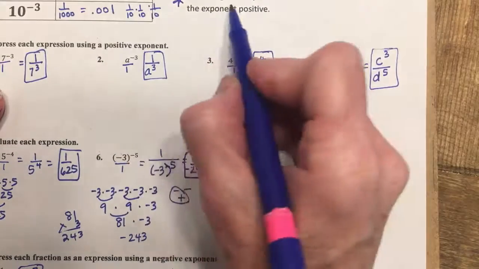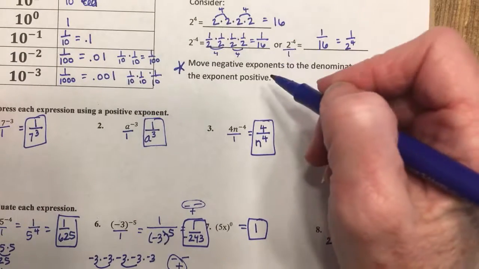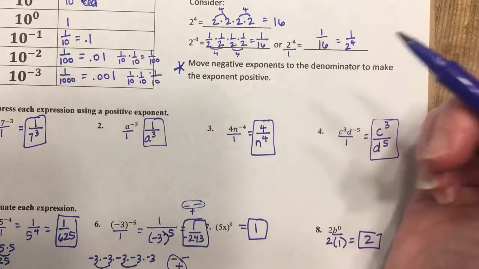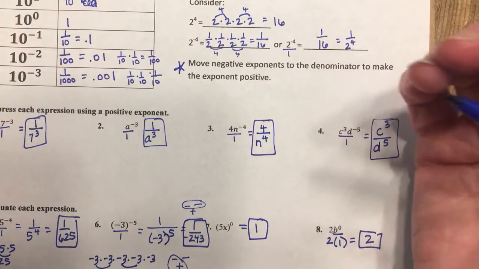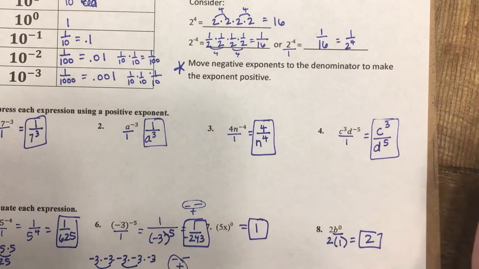All right, so negative exponents. Basically, remember that to make a negative exponent positive, you have to move it. If it's in the numerator, you're going to move it to the denominator. And then it's just a regular exponent.